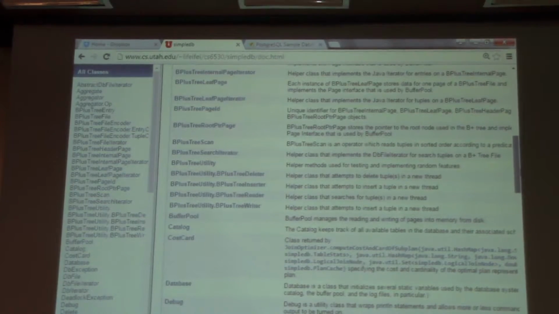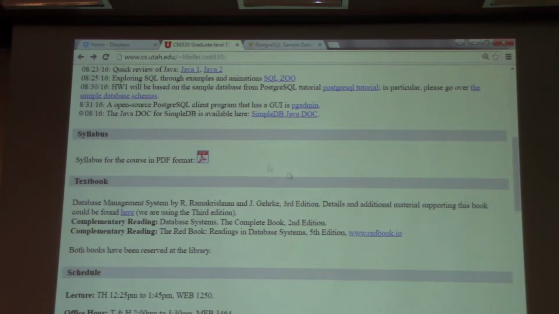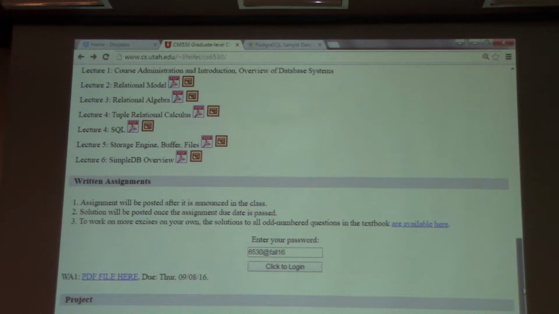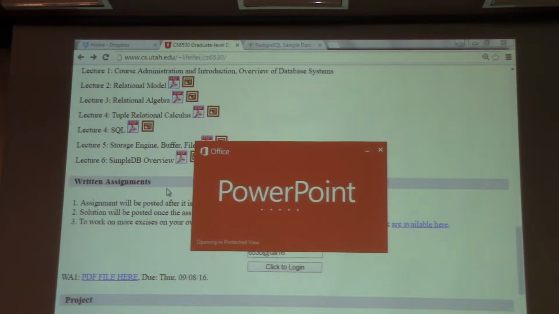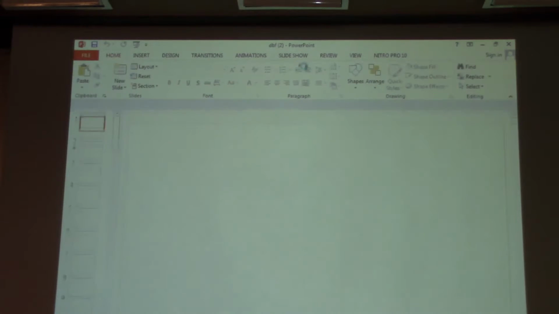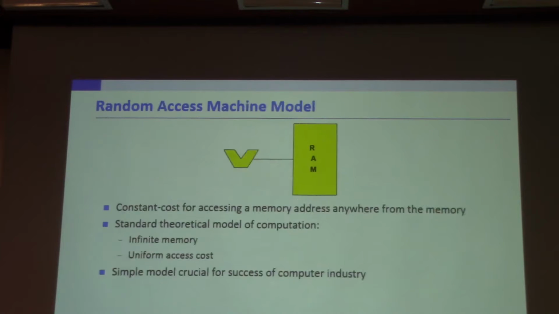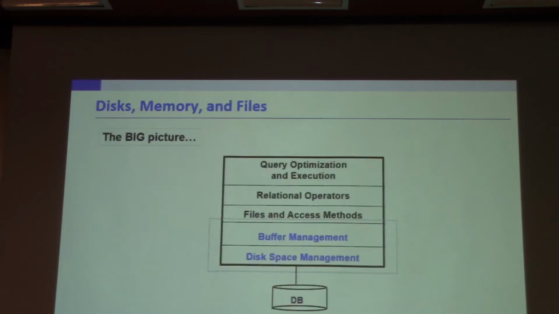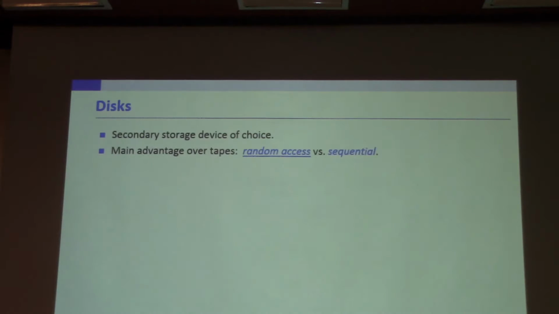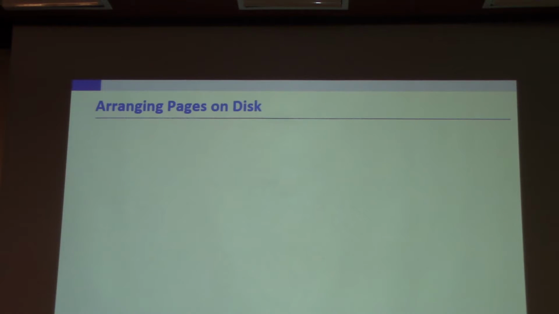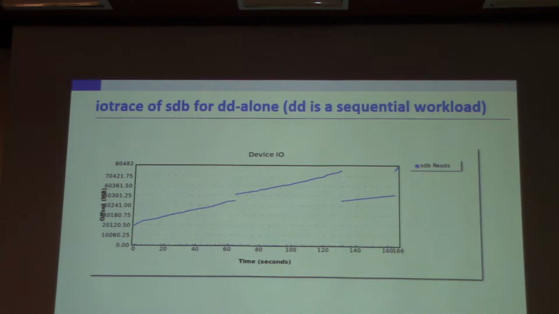Okay, so let me continue on the lecture. Just didn't want to repeat the last lecture. So we talked about storage engine, buffer files, and disk. This is where we stopped. Right here. We talked about the difference between sequential read and random read, right? Sequential access and random access.